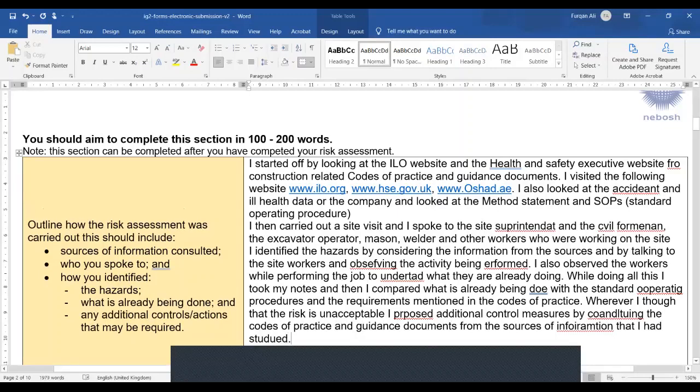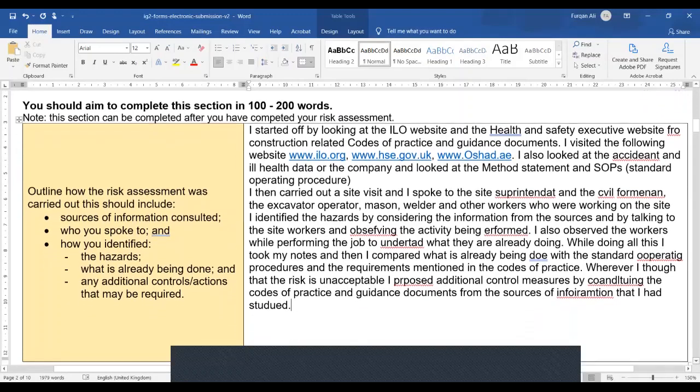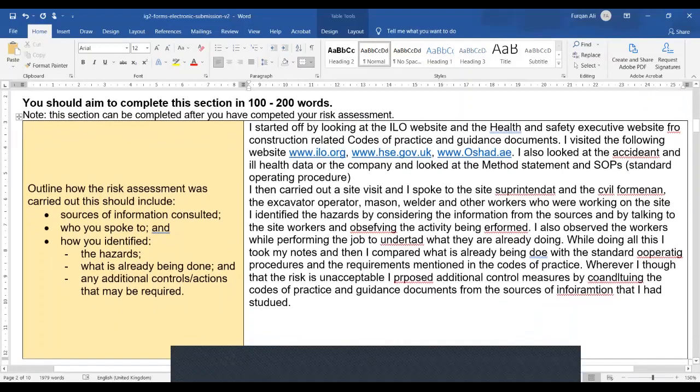Okay, so now you have completed this section. So basically you need to address all the points that are asked. Now here what was asked? It was asked to outline how the risk assessment was carried out. Okay, and this should include sources of information you consulted, who you spoke to, and how you identified the hazards, how you identified what is already being done, and how you identified any additional control measures or action required.